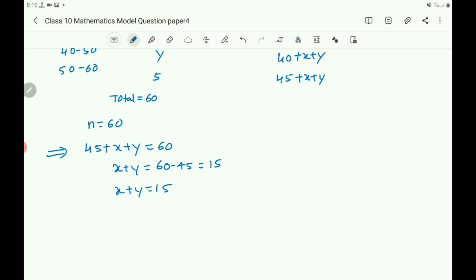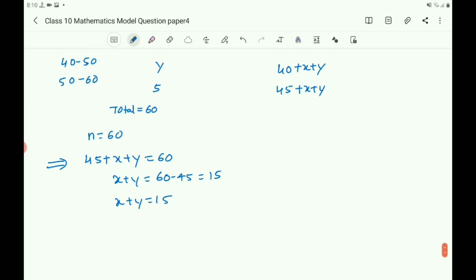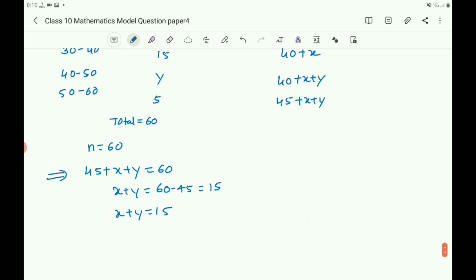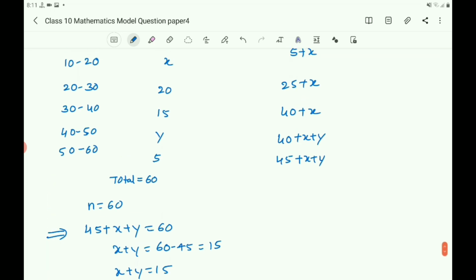Now let us find the median class. You know that for the median we have to find 60 by 2, that is 30. 30 means the median class is 20 to 30, because the total is 60, 60 by 2 means 30. 30 means you can have 25 plus x, approximately it is 25 plus x. So you take this one.